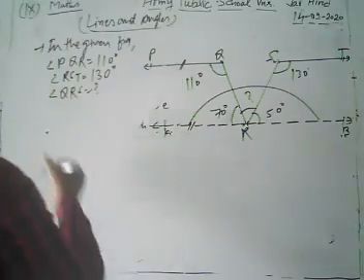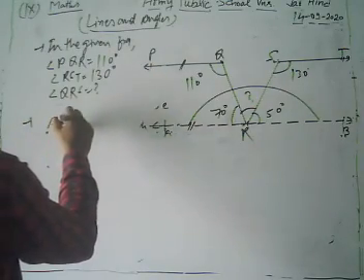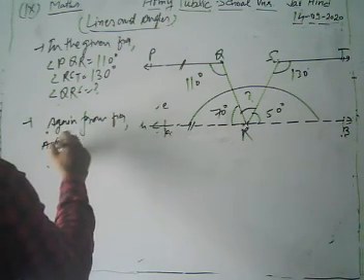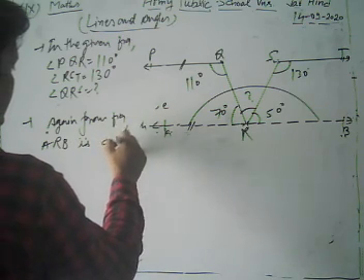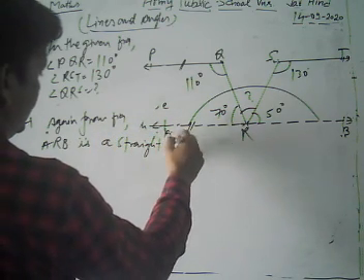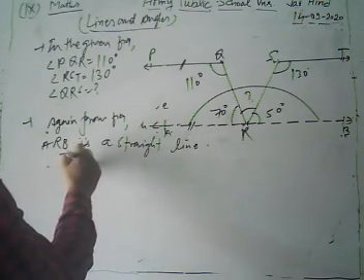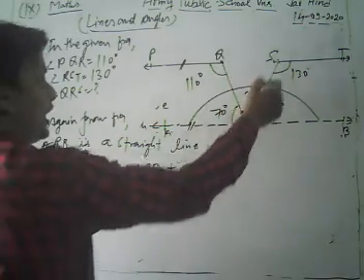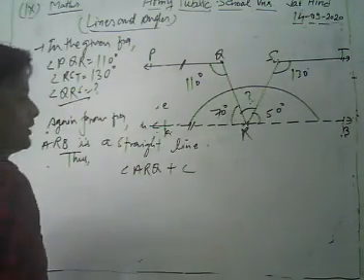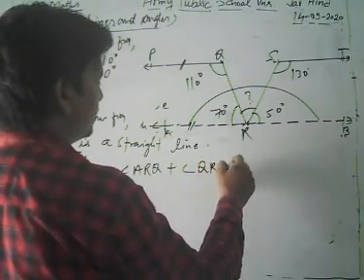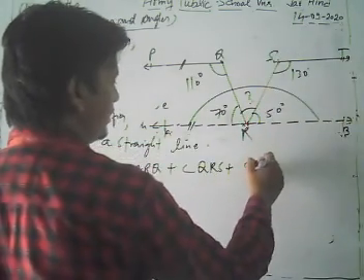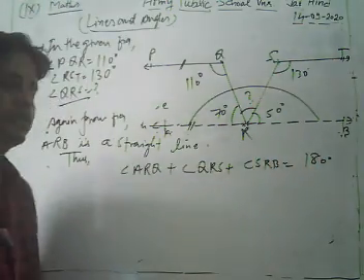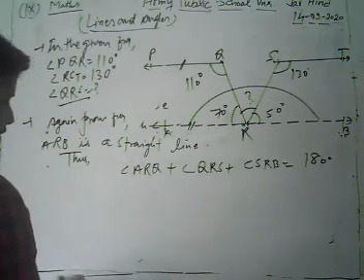Now look again from the figure. ARB is a straight line. Thus we can write angle ARQ plus angle QRS plus angle SRB. The sum of all these angles is equal to 180 degrees because they lie on the straight line. Now we put the values of each and every angle.